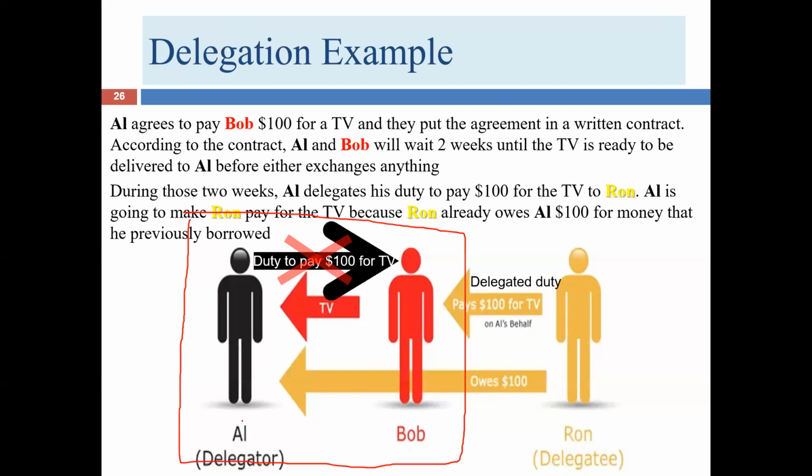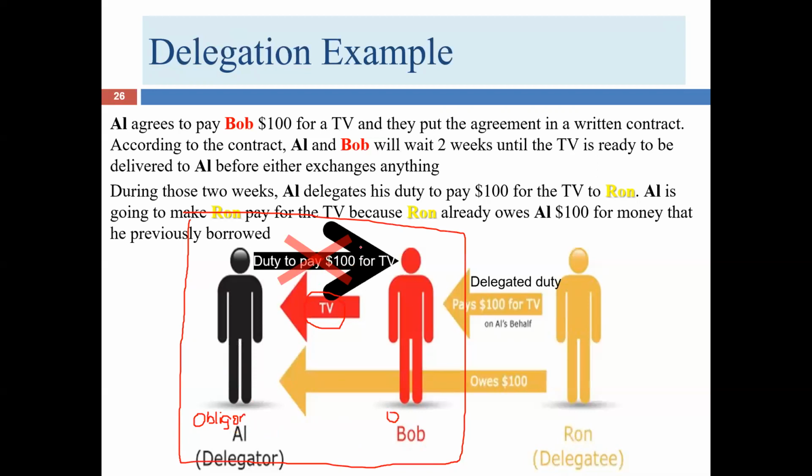So let's go over the lingo. Al is the person with the obligation. He's the obligor. He owes the obligation of paying the $100. Now, as is usually the case in a contract, Bob is an obligor and he's an obligee. Al is an obligor and he's an obligee. Bob's obligation, he's an obligor with respect to the TV. Al is an obligee with respect to the TV. But the TV isn't what's at issue in the delegation. What's at issue in the delegation is this payment of $100. For this particular issue, Al is the obligor and Bob is the obligee.